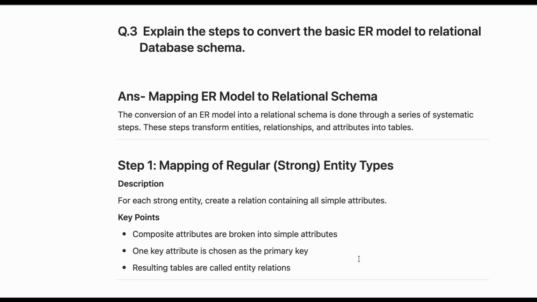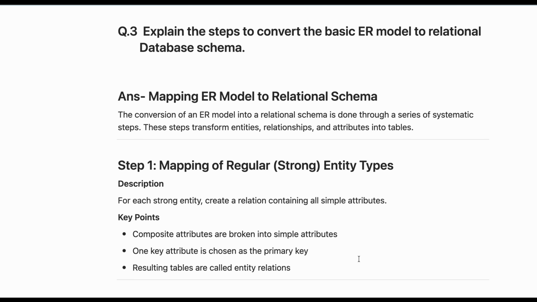Our first step is mapping of strong entities. It means for every strong entity, we create a table that contains all its simple attributes. If there are composite attributes, we break them into simple attributes. We also choose one key attribute as the primary key. These tables are also called entity relations.